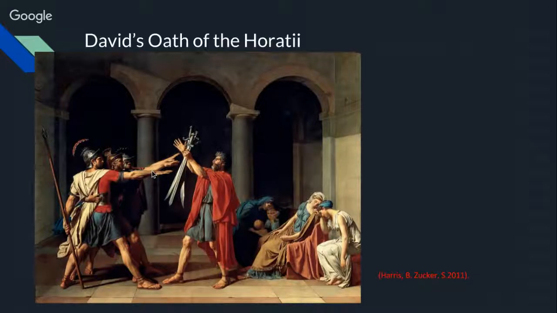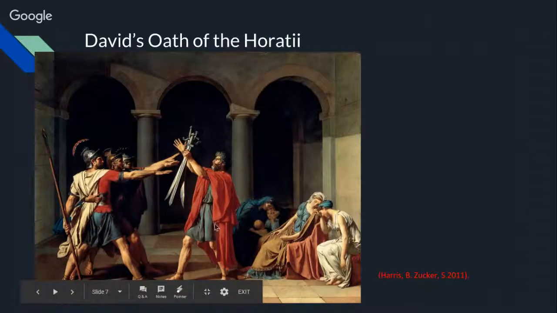Here, Rome was at war with Alba. Before I even go into it, this painting was exhibited before the French Revolution even began. Like I said, Rome was at war with Alba, and so Rome sent three brothers to battle. Here we have the three Horatio brothers and their father.